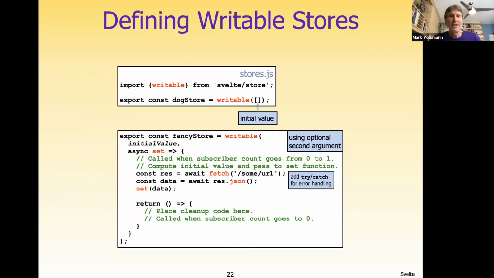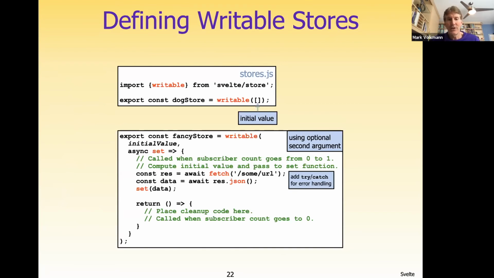So here's what the syntax looks like for defining a writable store. You just need to import the writable function from svelte/store, and then you call that function and pass it the starting value of your store. So you can imagine here what I want is an array of objects that describe dogs. And so if I add a dog to that array later, then any components that care about the dog store can update themselves.